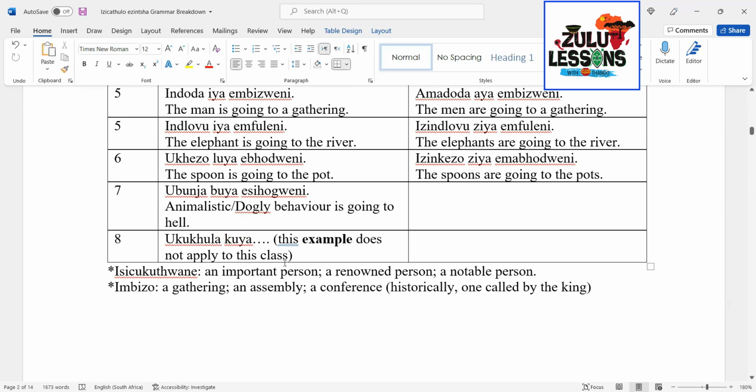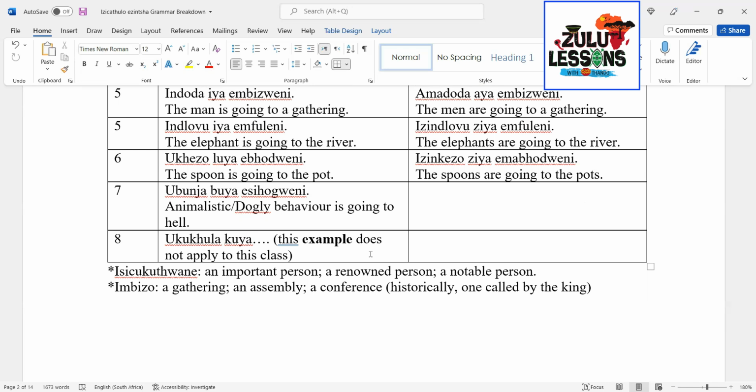So now, we don't have a plural on this because this is an uncountable noun. Think about that, a behavior. We can't say single behavior and plural behaviors in isiZulu. It's just simply ubunja. And then the number 8, class 8, ukukhula.